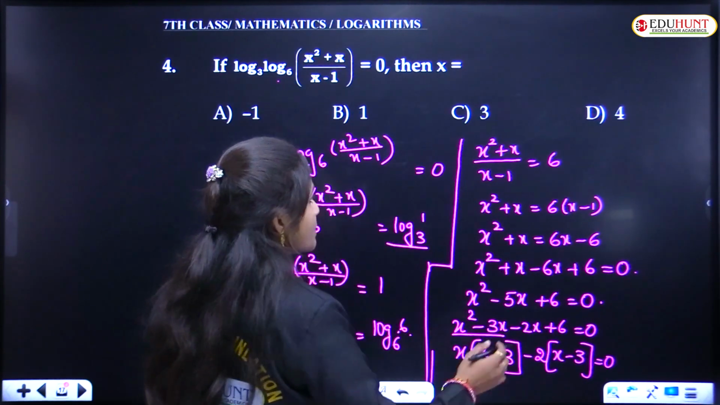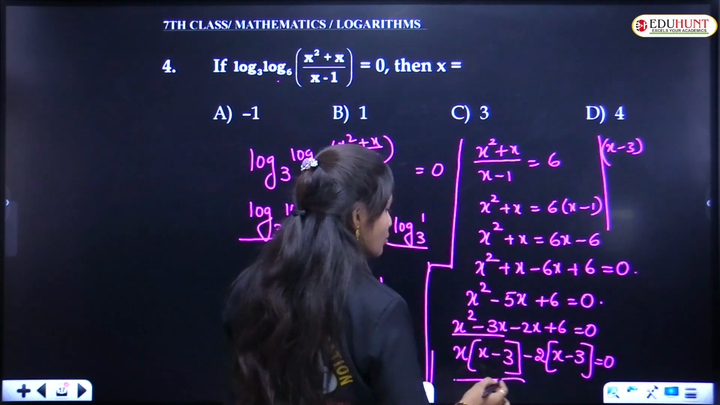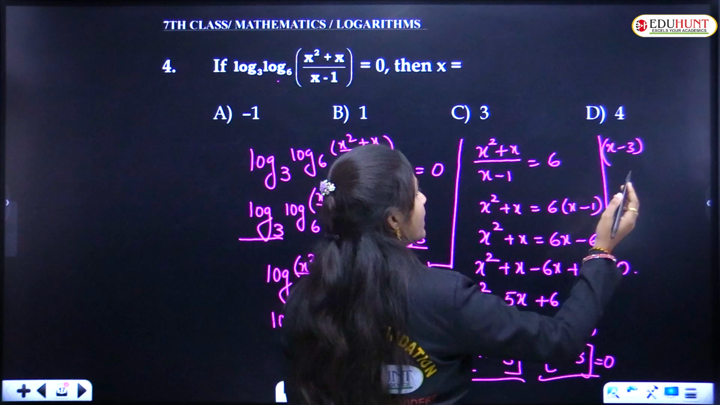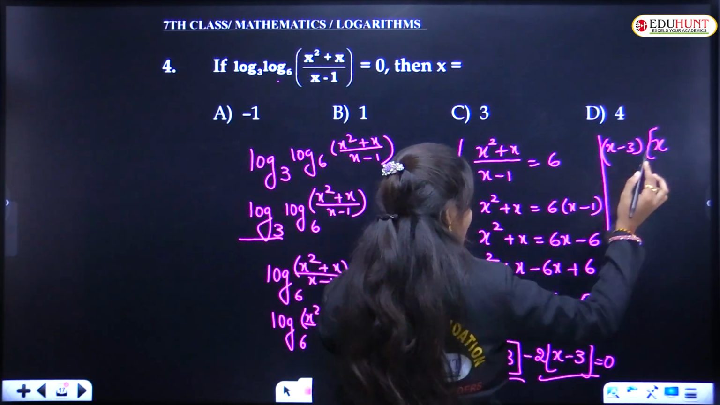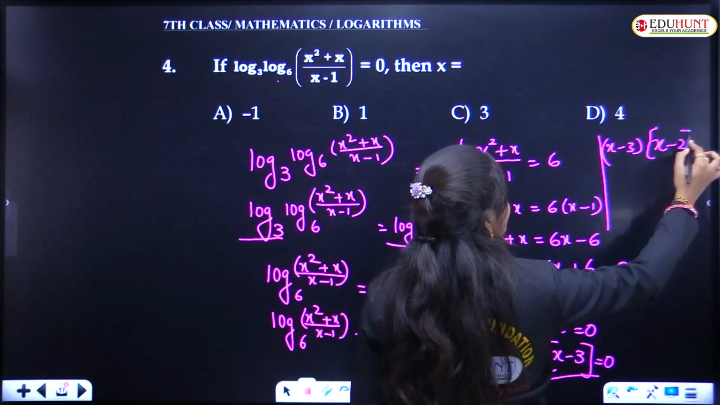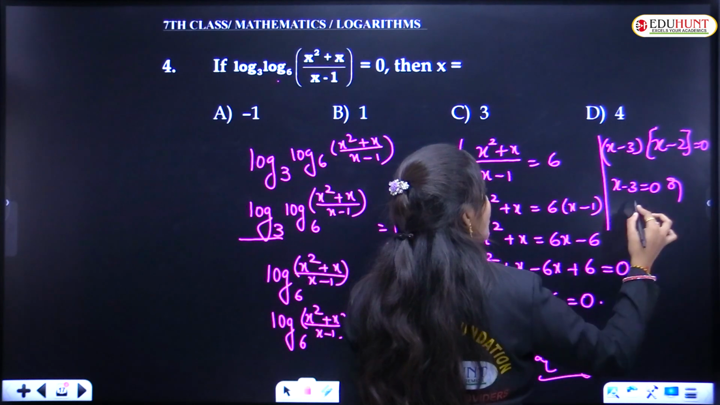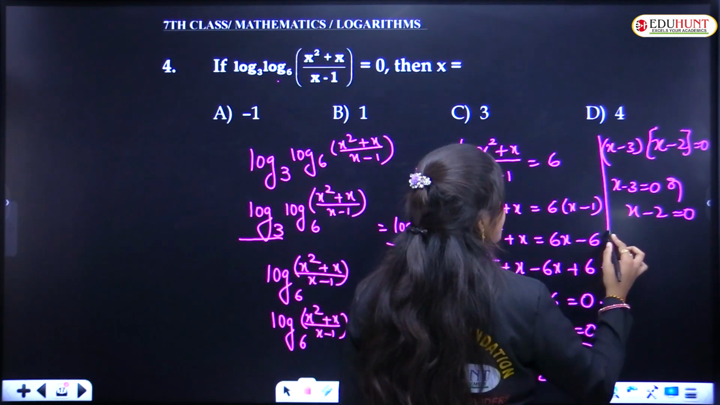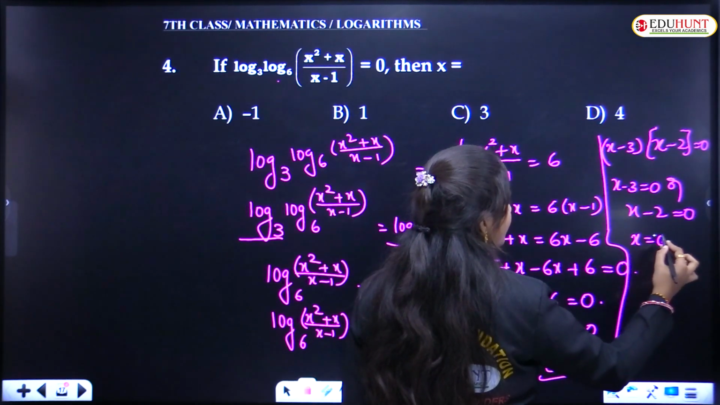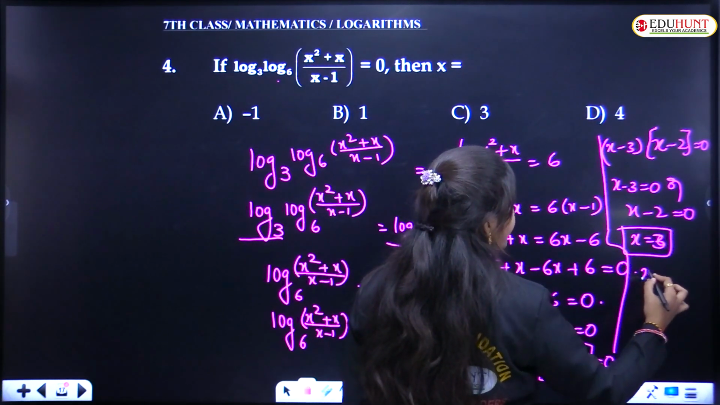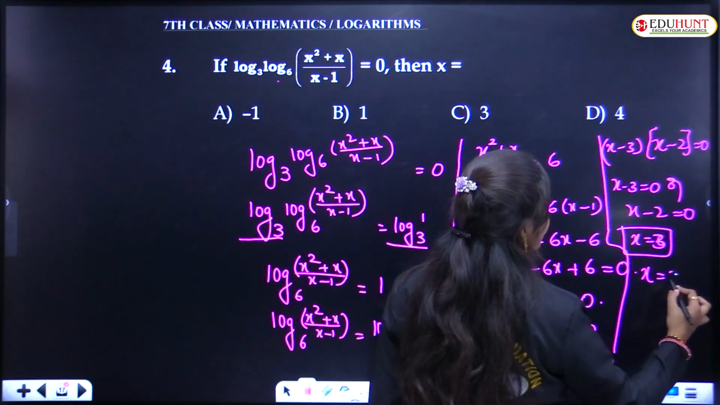Okay, so from this one, x minus 3 is in common from these two terms, so take that x minus 3 as common. The leftover term is x minus 2, which is equal to 0. So x minus 3 is equal to 0 or x minus 2 is equal to 0. Here x minus 3 is equal to 0, so x is equal to minus 3 becomes plus 3, and x minus 2 is equal to 0, so x is equal to plus 2.